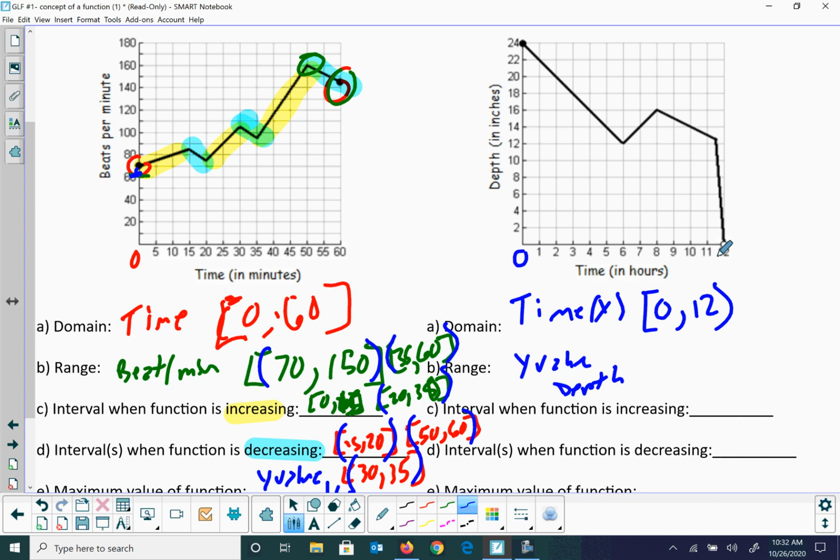The range, we're going to go from, in the y value, which is the depth. So our lowest value is going to be 0 in the y direction all the way up to 24. So it's a round bracket at the 0 because it was an open dot, and a hard bracket at the 24.